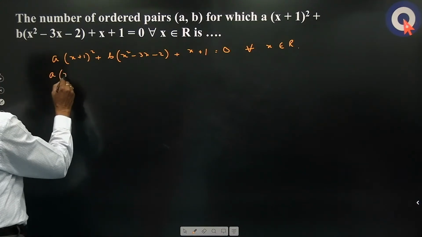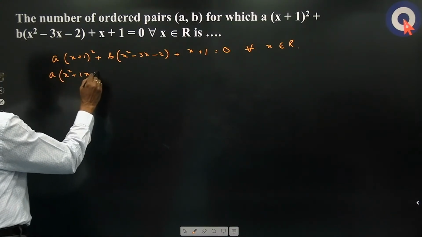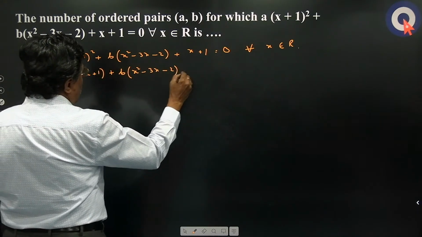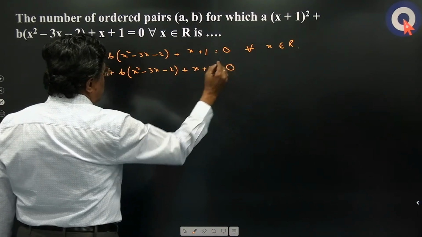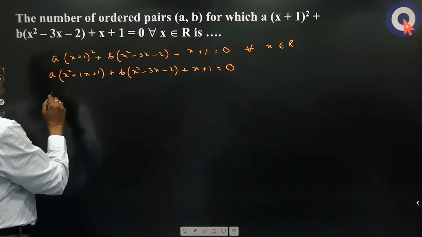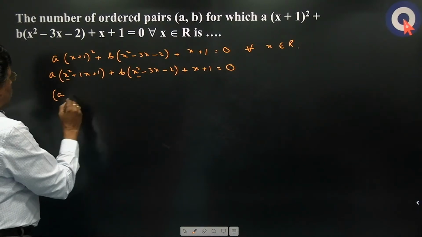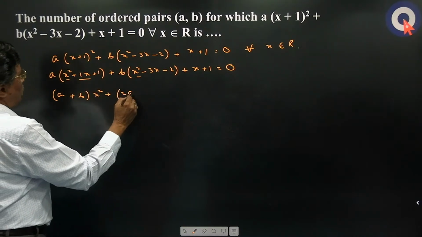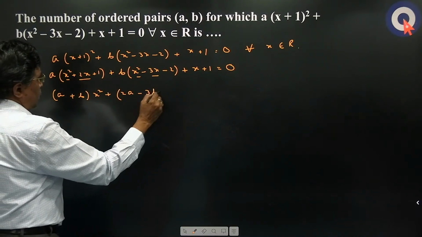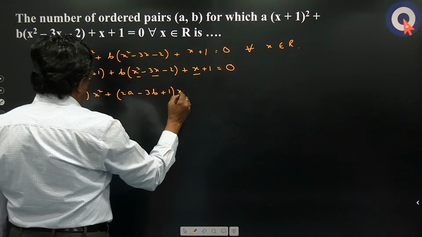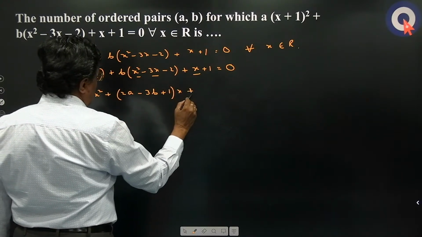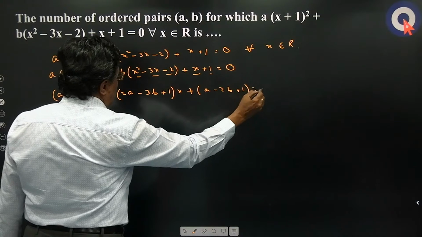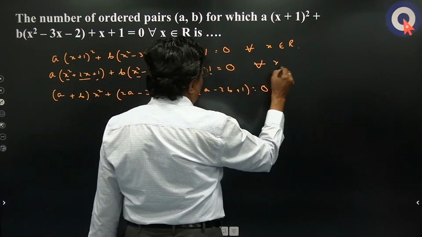So let us see this. A(x² + 2x + 1) + B(x² − 3x − 2) + x + 1 = 0. So you should have (A + B)x² + (2A − 3B + 1)x + (A − 2B + 1) = 0. Now this should happen for all x belongs to R.